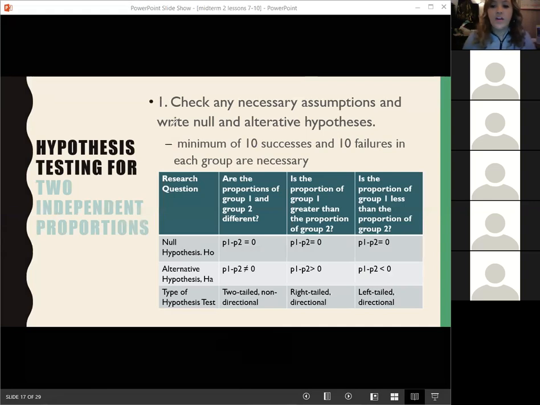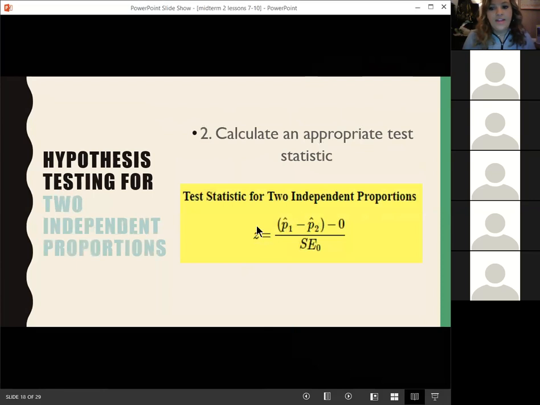Okay, so those are the assumptions that have to be met, and then you can go ahead with this hypothesis test. It's the same idea here, showing which hypothesis you would use depending on what your research question is. And the one thing to think about here is that our test statistic, since we're talking about proportions, is going to be z.